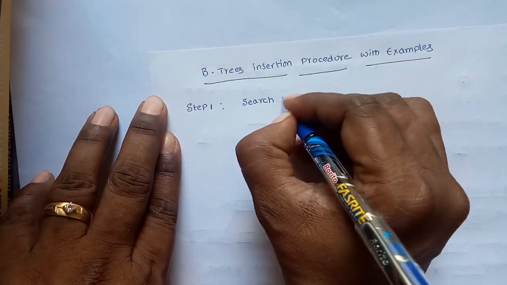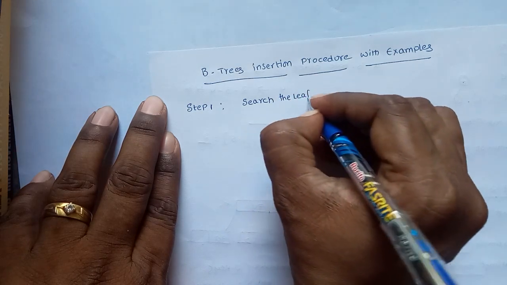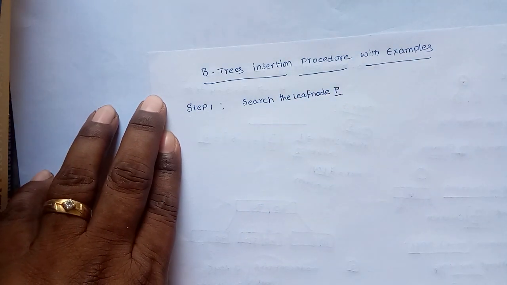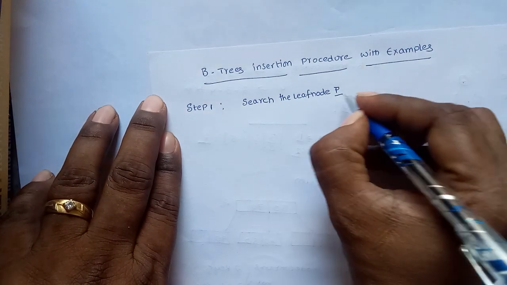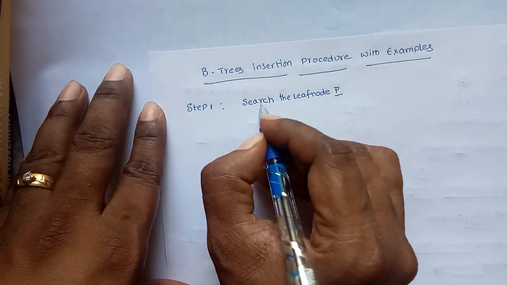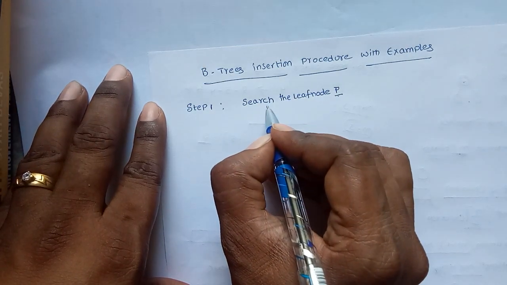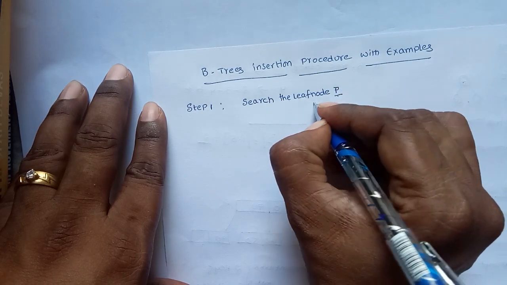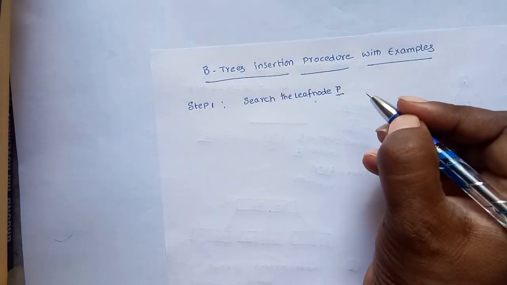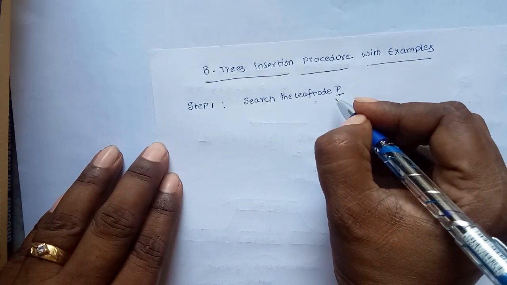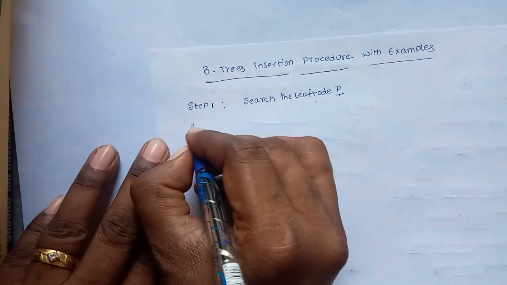So the first step is search the leaf node. Suppose the leaf node name is P. Search the leaf node P where we want to perform insertion. Remember, in B trees insertion is always performed at leaf node. First step is find out the leaf node in which the key is to be inserted.